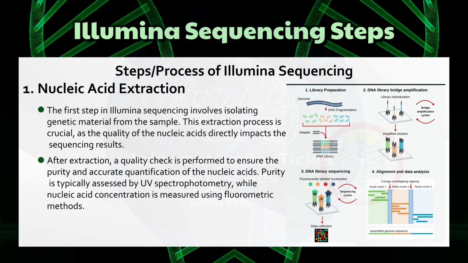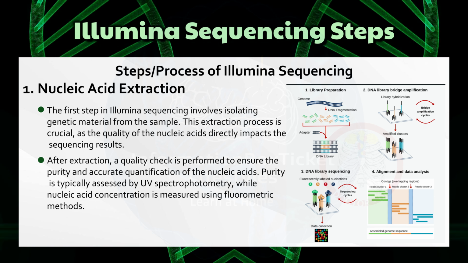Fourth, sequencing by synthesis, SBS. With clusters in place, sequencing by synthesis, SBS, begins. Fluorescently labeled nucleotides are added one by one to the DNA strand. Each incorporated nucleotide emits a specific fluorescence, which allows the system to identify it. The sequence of each DNA fragment is determined through multiple cycles of this process.